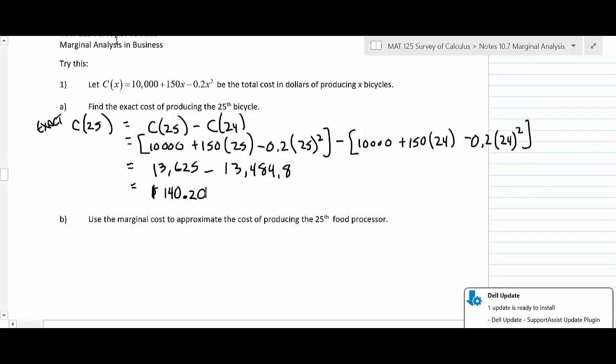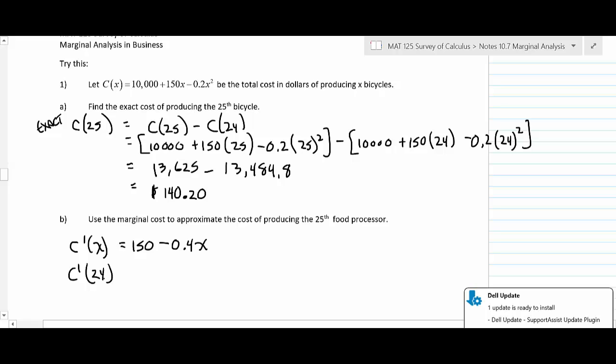So the first one I got 140.20. That should be pretty good, as long as you can do everything on your calculator. And let's see, what's your derivative? Okay, 2 times 0.2 is 0.4, right? Now, what did you do to approximate? C prime of what? 24, right?